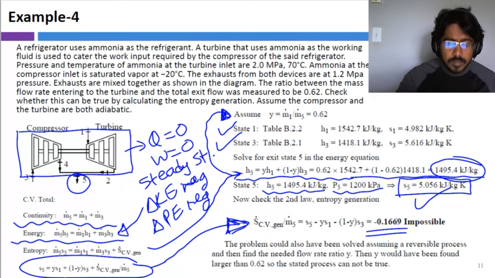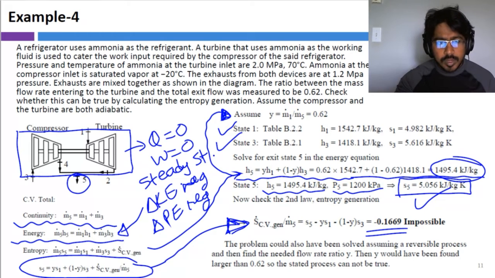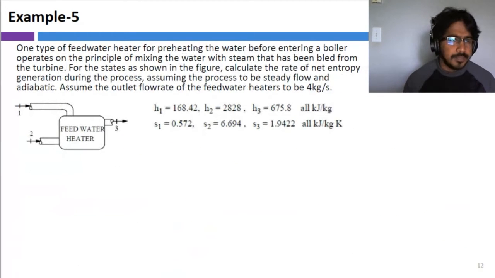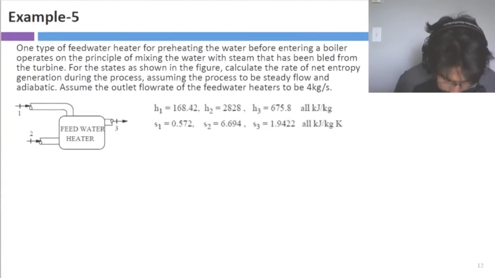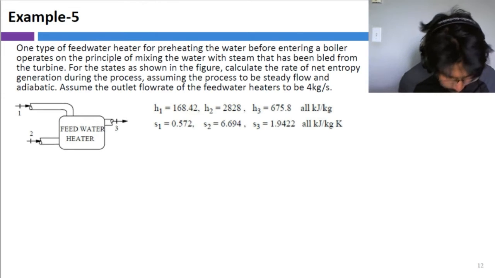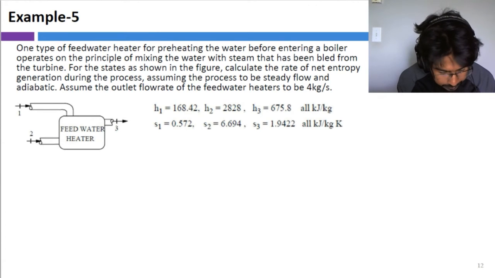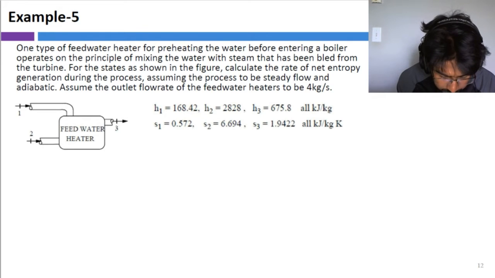Okay, now let's look into the other example. In this question, one type of feed water heater for preheating the water before entering a boiler operates on the principle of mixing the water with steam that has been bled from the turbine.